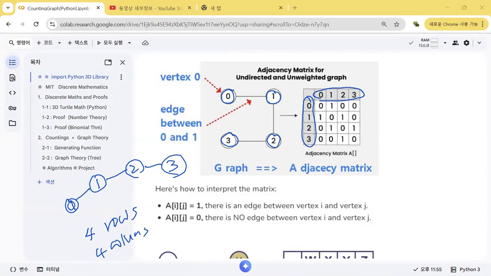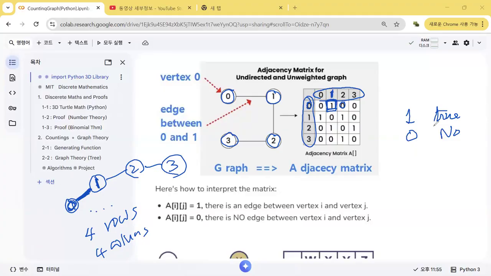Now there is a connection between 0 and 1. So if there is an edge between node 0 and node 1, then this entry is true. Okay, there is an edge like this. And how about 0 and 2? There is no direct edge. No edge means 0. So usually in computer science, 1 is true and 0 is no, false.